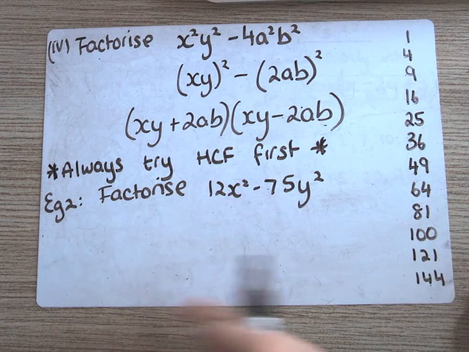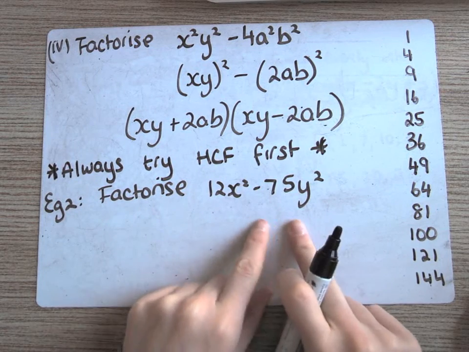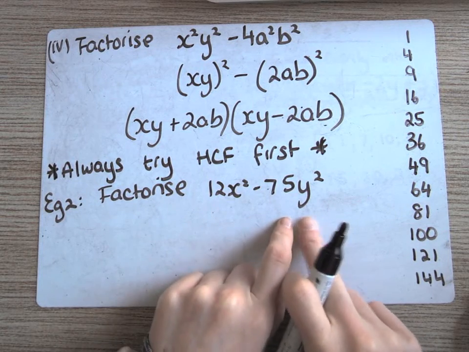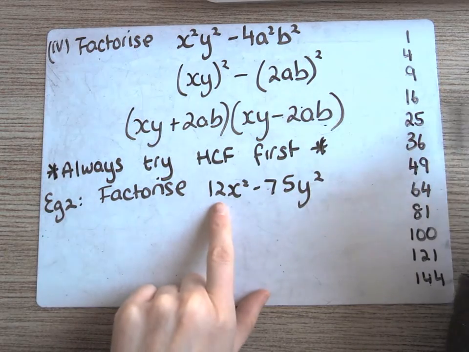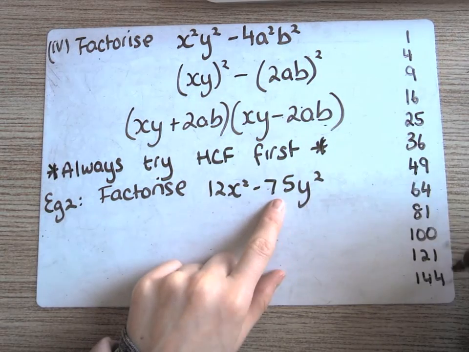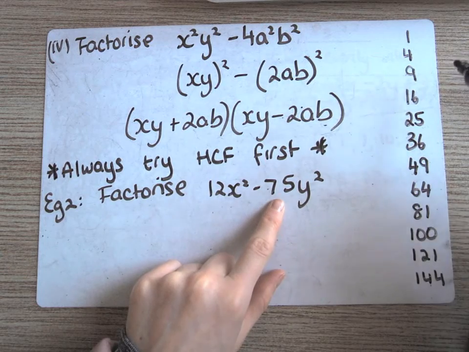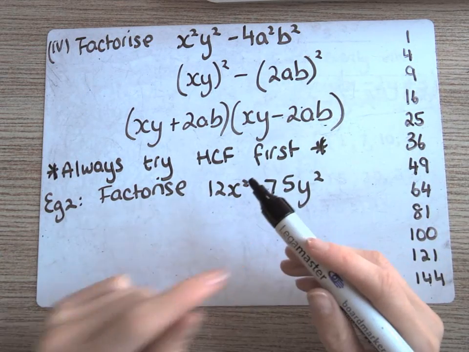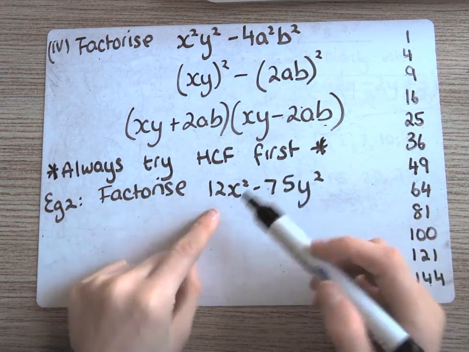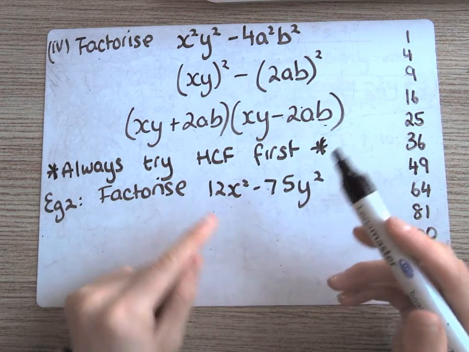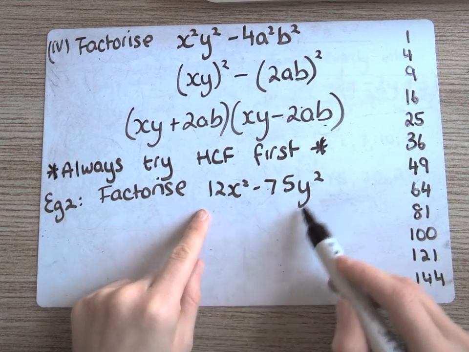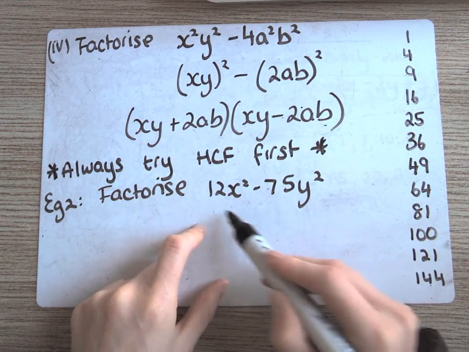So if I look at this sum, factorise 12x squared minus 75y squared. Is 12 a square number? No, it's not one of these. Is 75 a square number? No, it's not one of these. So it looks like difference of 2 squares, but it's not because 12 and 75 aren't square numbers. But is there any number that's common, or any letter that's common to these two?